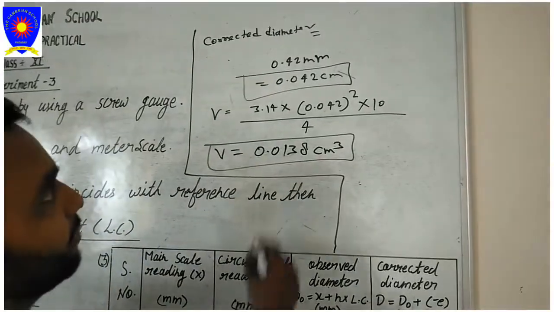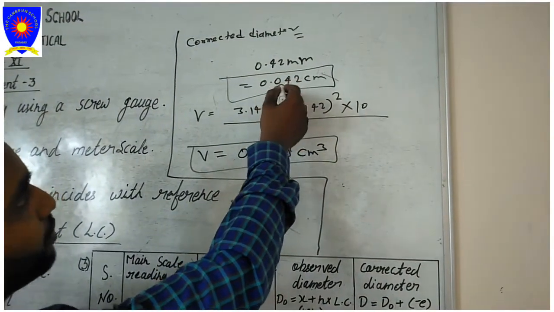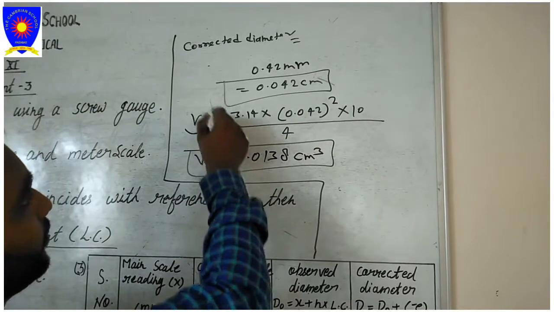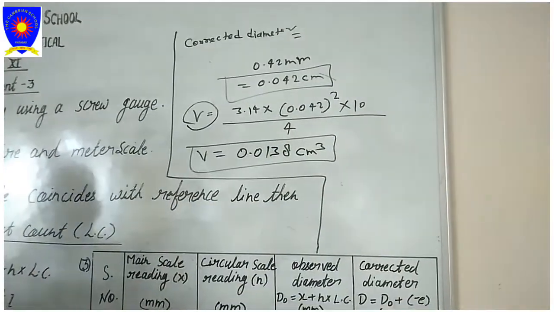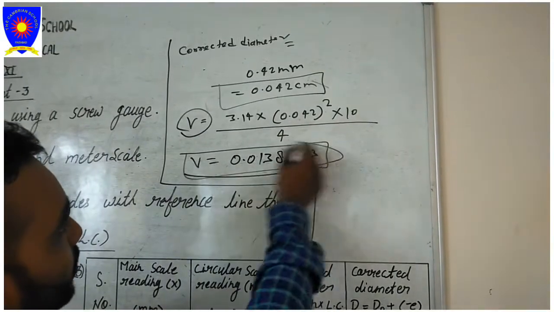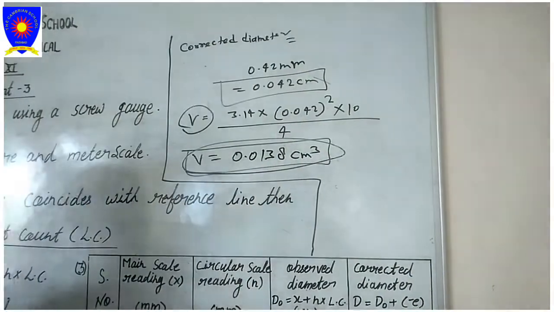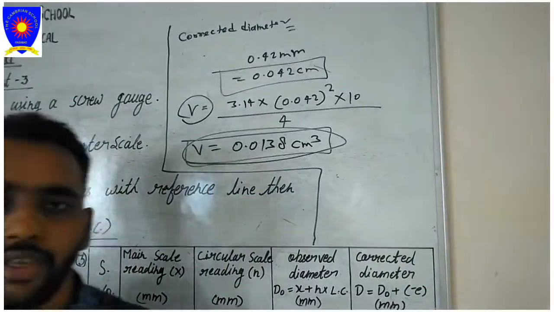So its diameter is 0.42 mm. After converting it into centimeter you will get 0.042, and we know that V is equal to, as I have told you, pi D square L upon 4. So after putting the values you will get V is equal to 0.0138 centimeter cube. So this is the volume of the given wire.